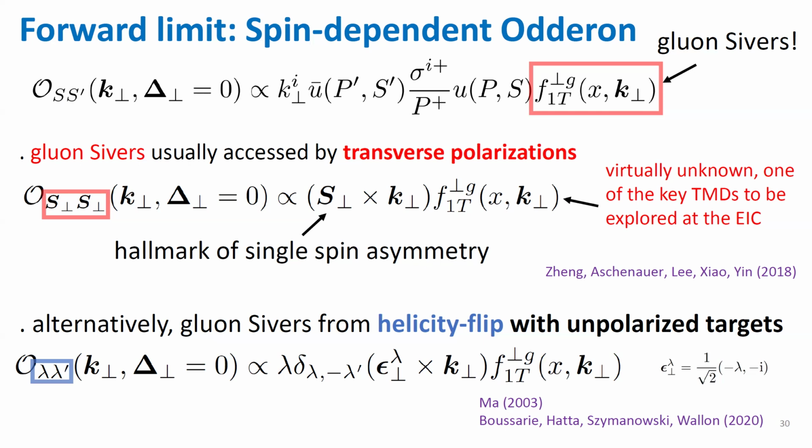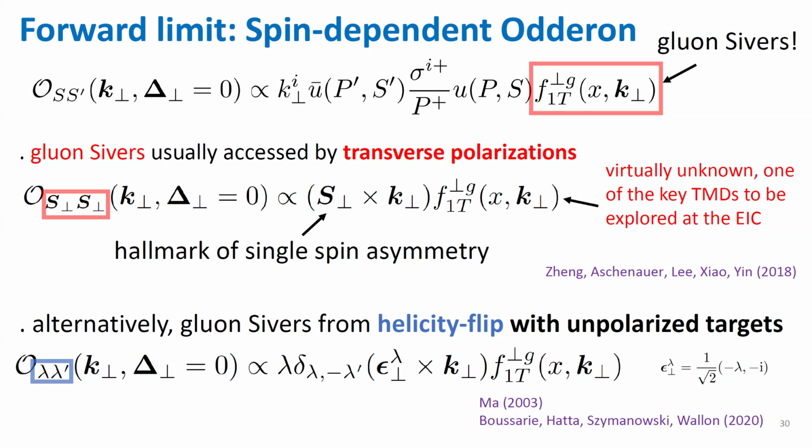Okay, maybe we can rephrase this question. You have spin-dependent Odderon. You also have spin-independent Odderon. Do you have any kind of inequality between these two? Should the spin-dependent one be smaller than the spin-independent one, or are they just totally different?